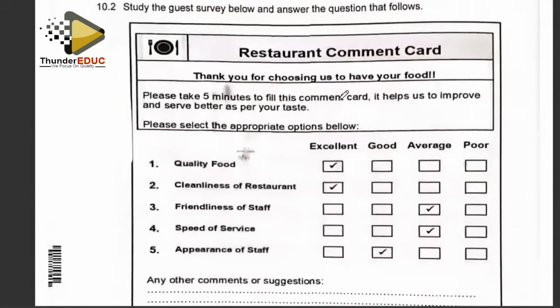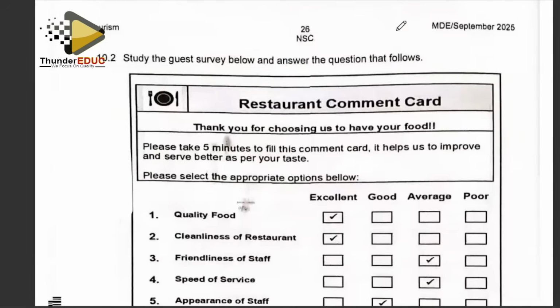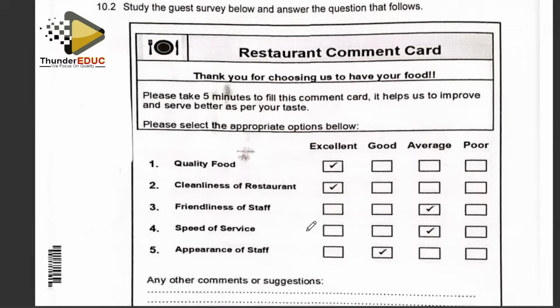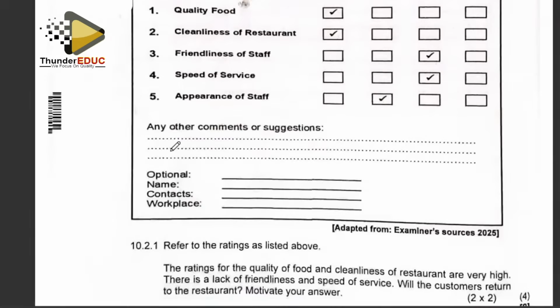Now, 10.4, study the guest survey and answer the questions that follow. Restaurant comment card: thank you for choosing us to have your food. Please take 5 minutes to fill this comment card. It helps us to improve and serve you better as per your taste. Please select the appropriate options below. Quality of food, excellent. Cleanliness, excellent. Friendliness of staff, average. Speed of service, average. Appearance of staff, good. Any other suggestions? So basically, yes, that's a survey.